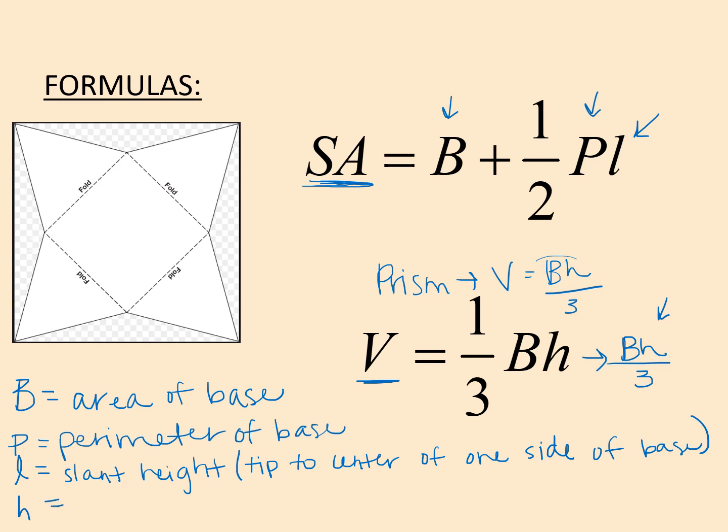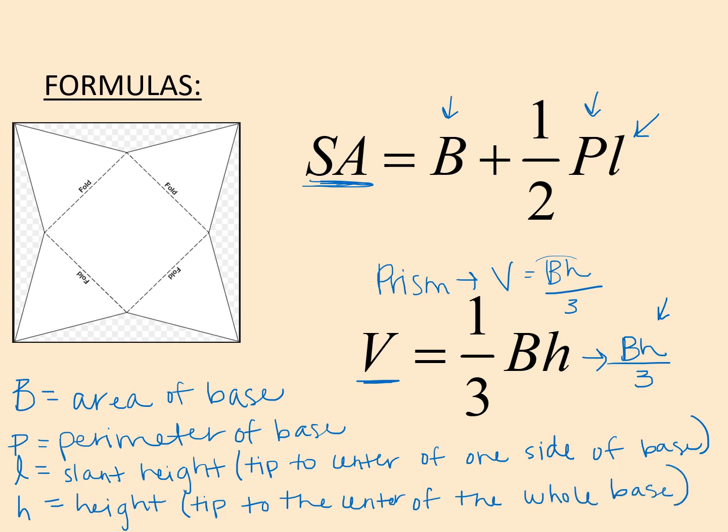So the last variable that we need to write down a definition for is the H. So again, H is just going to stand for that regular height. And the definition of that regular height goes from the tip to the center of the whole base. So that's going to go kind of straight down. That creates that 90 degrees with the whole base. Okay, so again, the two different heights we're dealing with here, make sure you have a good understanding of what both mean, because as we jump forward, we're going to use both to help us find the surface area and the volume.